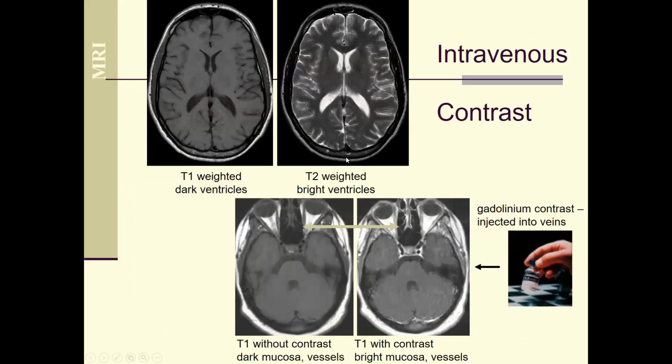Also, the other thing you can do is give intravenous contrast. It's called gadolinium. You inject gadolinium intravenously, and then you can visualize the difference in signal intensity. For example, the nasal mucosa here, if you give contrast, becomes bright. This we call enhancement.